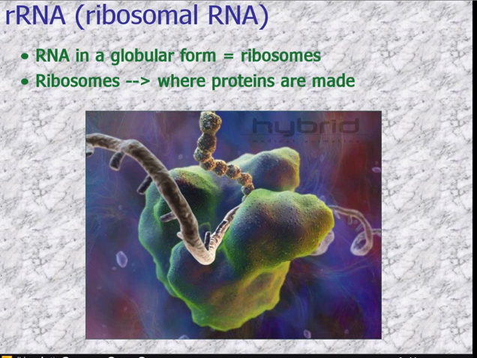Now, this last form of RNA I will never test you on specifically. It's called rRNA, which stands for ribosomal RNA. Basically, the RNA can form into globs or blobs, I don't care what you call it, and those form our ribosomes. I do expect you to know what ribosomes are. Ribosomes is just the location where the mRNA and the tRNA come together to build a protein. That's it.